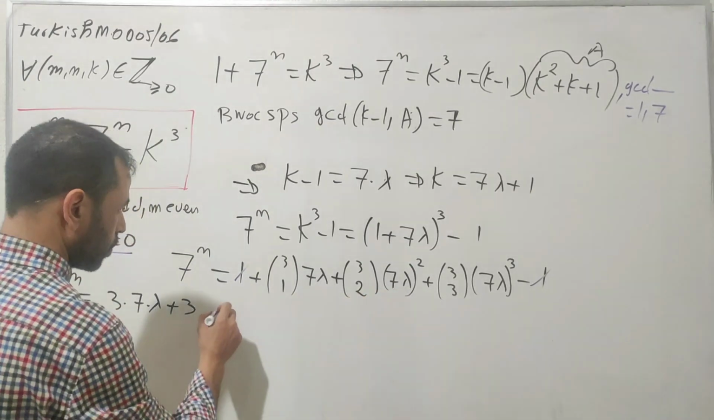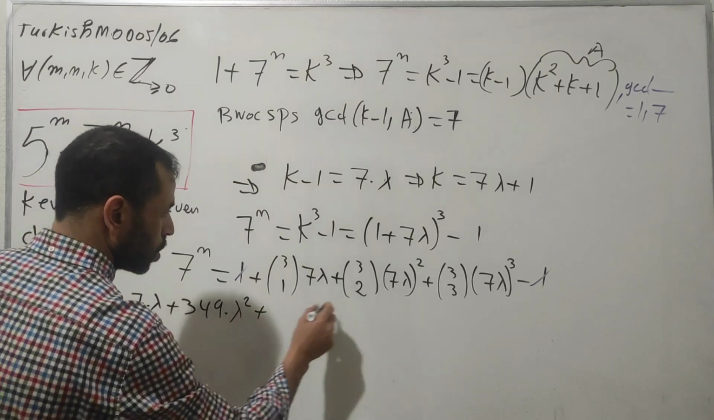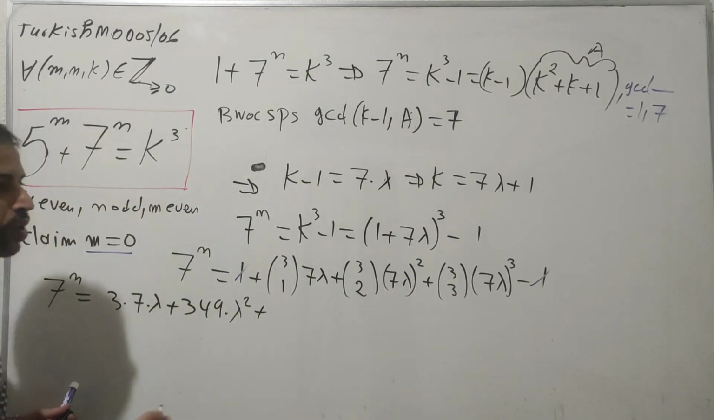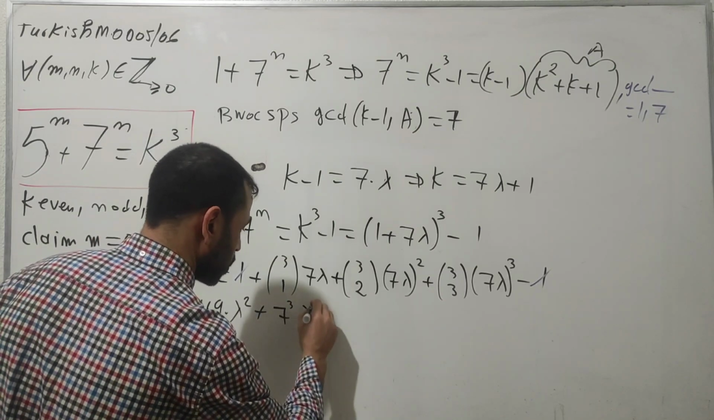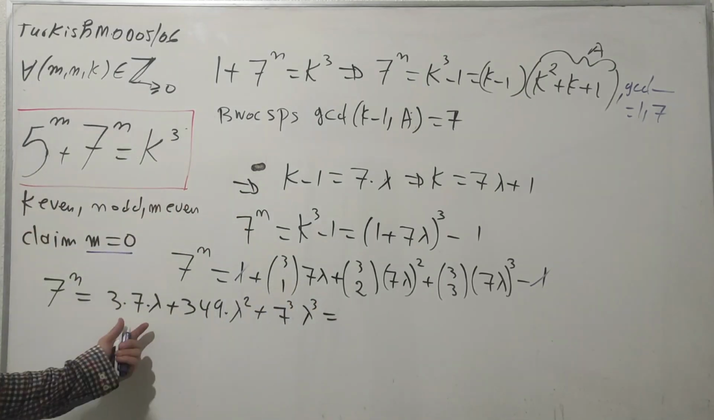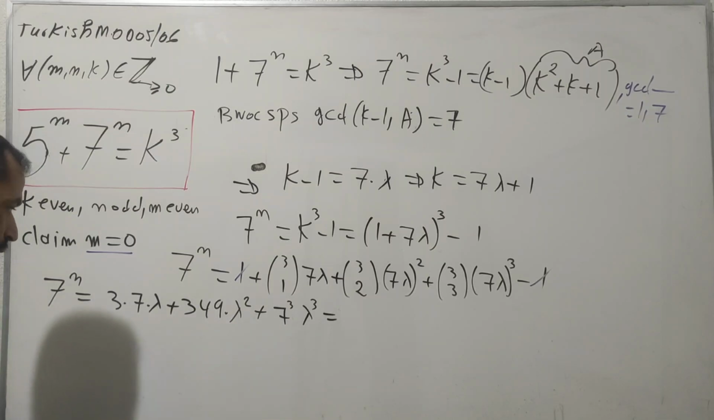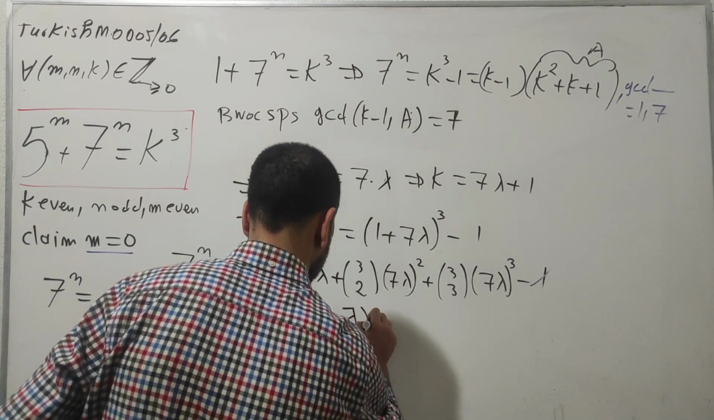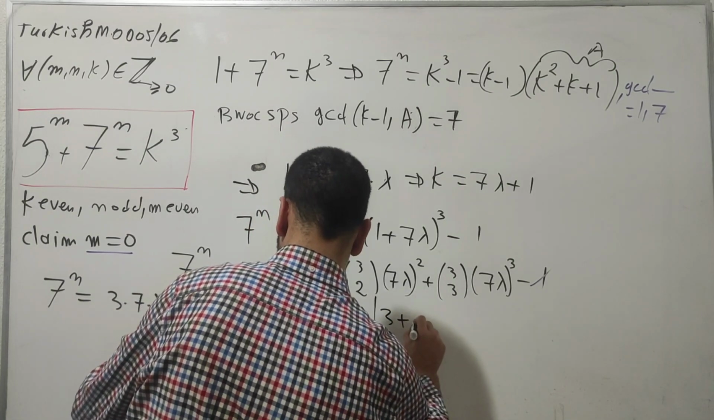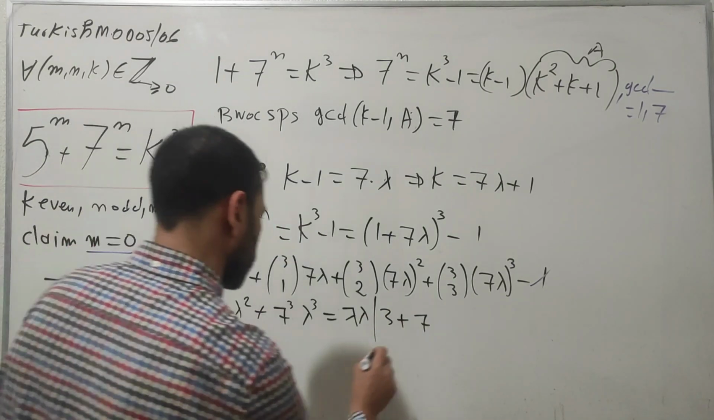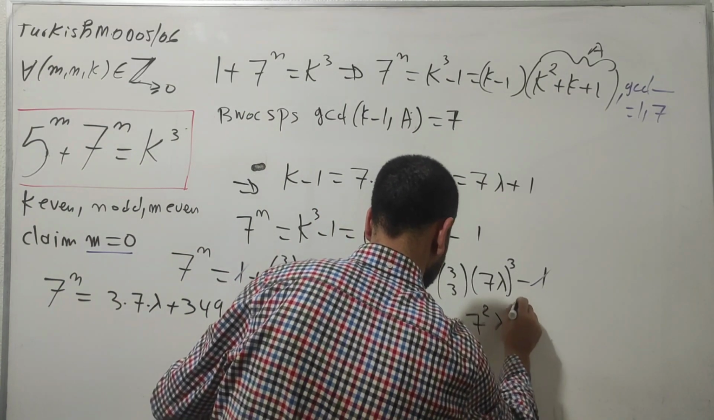This one becomes 49 lambda squared. This one, 3 choose 3, is number 1, and is going to give us 7 cubed lambda cubed. Since we get lambda and 7 in each term, I'm going to take it as a common factor here. So I get 7 lambda times (lambda squared plus 7 lambda plus 7 squared).